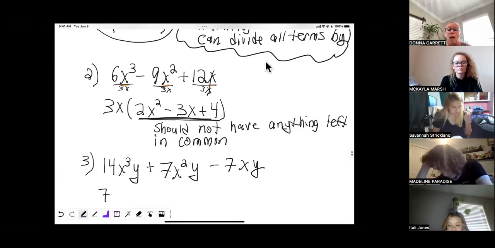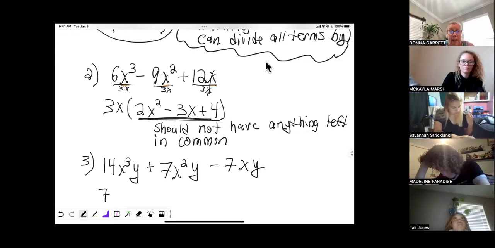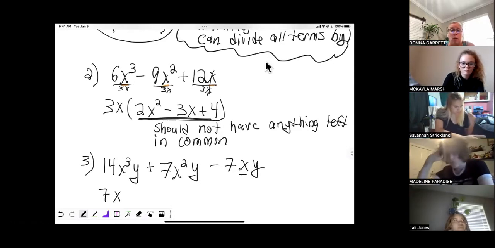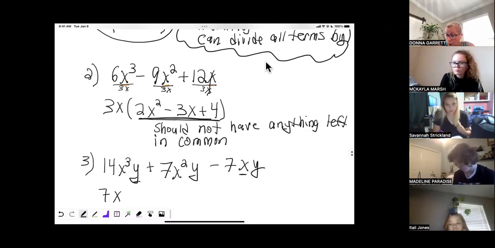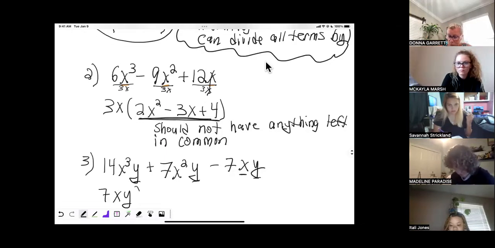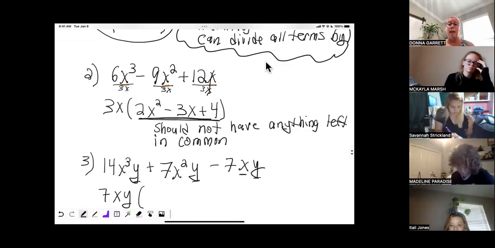Now look at your x's. What is the biggest x that they all share? How many x's do they all share? What could I divide all of them by? 1x, right? They all share at least 1x, because this one has 1 and no more. Look at y. What is the biggest y that I can divide all of them by? Well, they all have 1y. There's no exponents. So I can divide all of them by y. Whoops, wrong parentheses. Once you do that, you put your parentheses and you ask yourself, okay, now what's left? Well, I'm going to divide everything by 7xy.